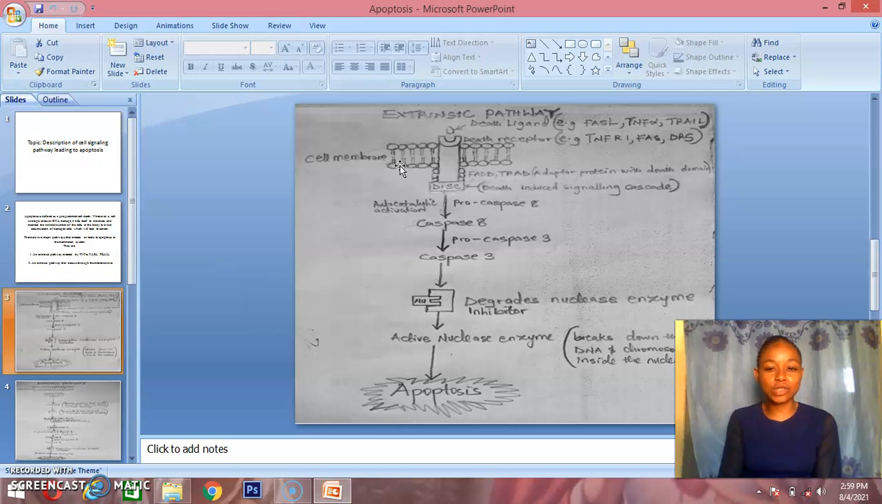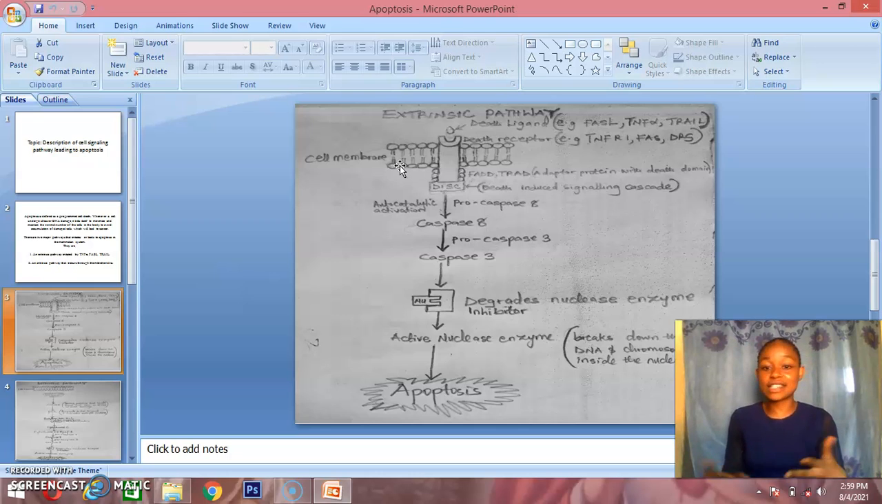When it binds to the death receptor, it initiates recruitment of adaptor protein that has a death domain. They interact with each other and form the death-induced signaling complex. When they form that, this undergoes autocatalysis to produce caspase 8, and then caspase 8 phosphorylates caspase 3. This caspase 3 does a very important thing.